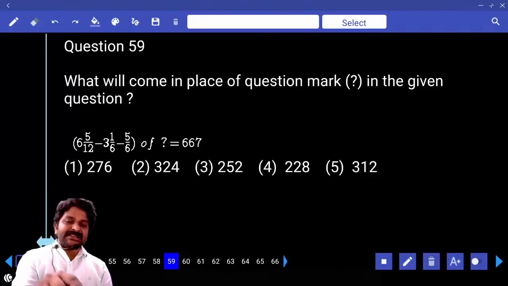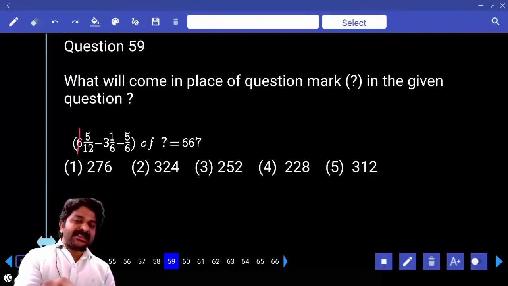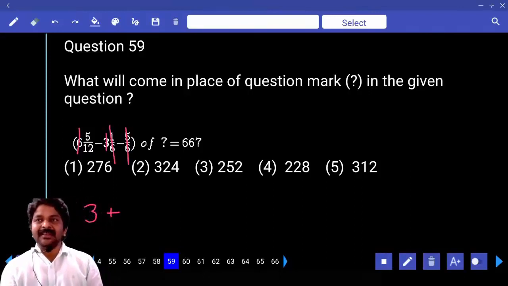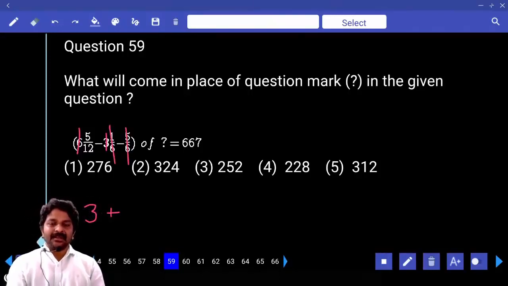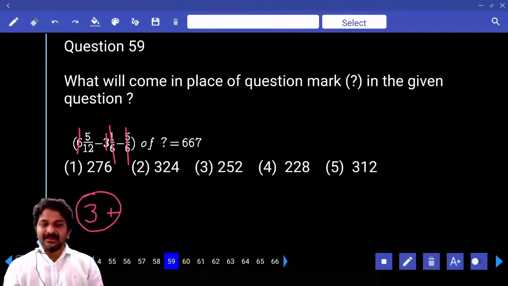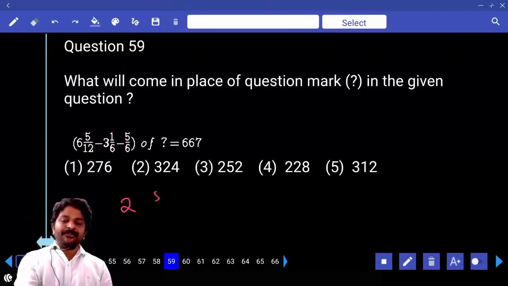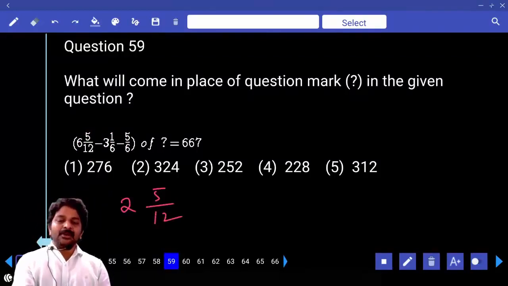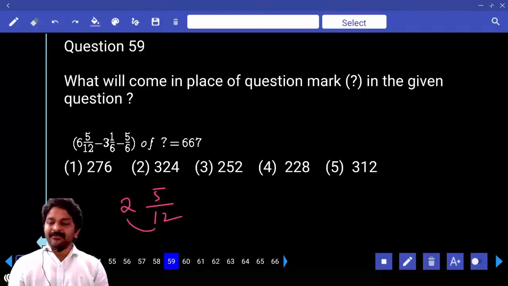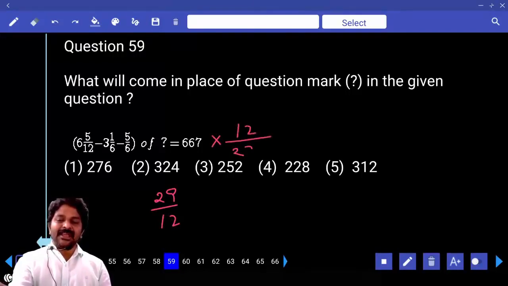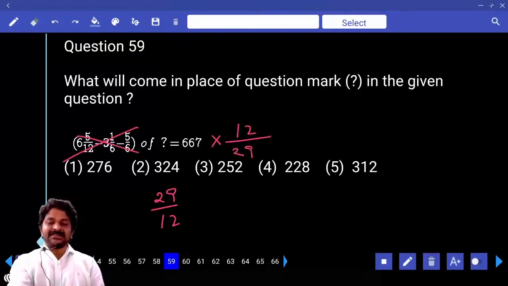So first, integers. Number inside bracket: 6 minus 3, 3. Okay. And then 1 by 6, 5 by 6, that is 1, right? Positive 1 or negative 1? Subtract 1 from 3, how much is that? And then what is the fraction we have? That is 2, 5 by 12. Correct? 2 into 12 plus 5, 29 by 12. That goes to the other side, becomes 12 by 29. Correct? Number inside bracket is shifted to the right hand side.